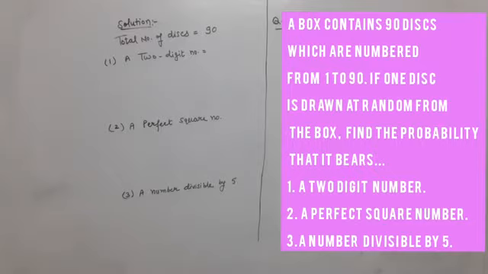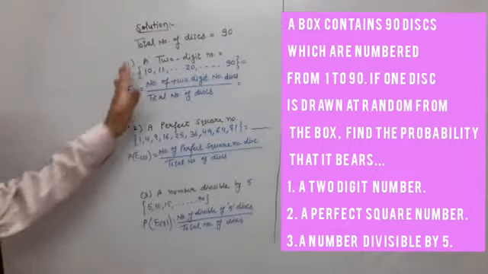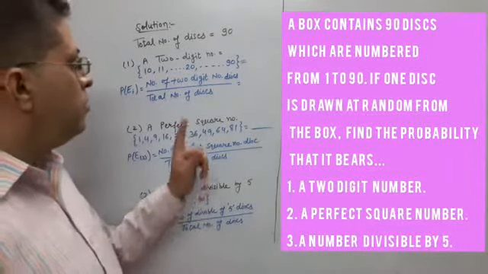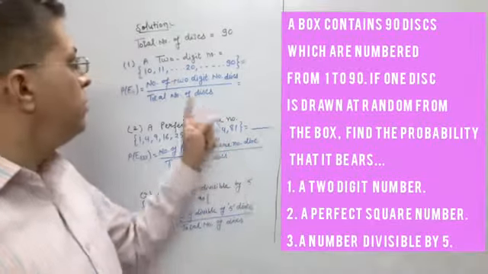Next one. A box contains 90 discs which are numbered from 1 to 90. One disc is drawn at random from the box. Find the probability that it bears first part, a 2-digit number, second part, a perfect square number, third part, a number divisible by 5. Total number of discs is given as 90.